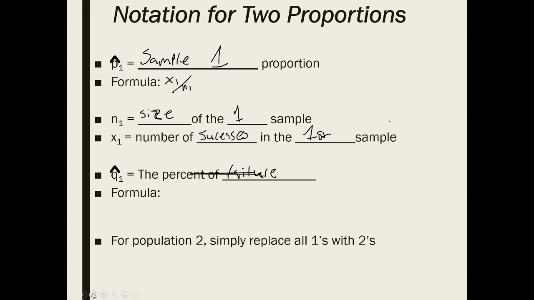And the formula for q hat 1 is the same as before. You just take 1 minus p hat 1. This is the same notation we did before. It's just that now we have a little 1 down here to denote that it's from the first sample, and then obviously we can use 2 to denote that it's from the second sample. So again, we're just comparing two different samples and two different populations in this case.